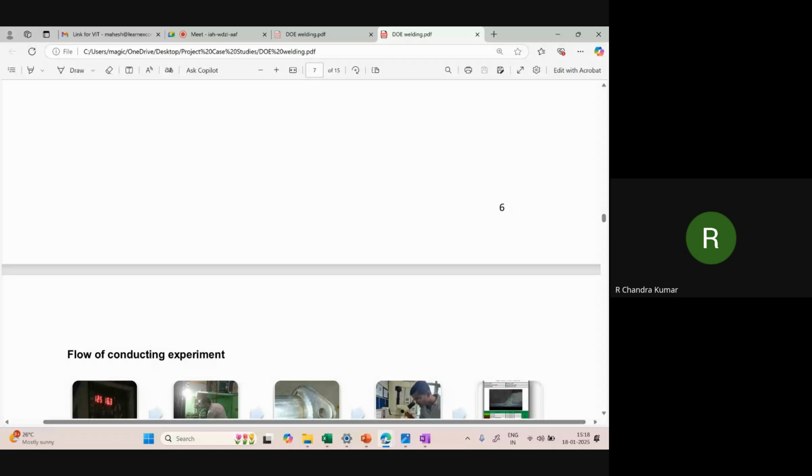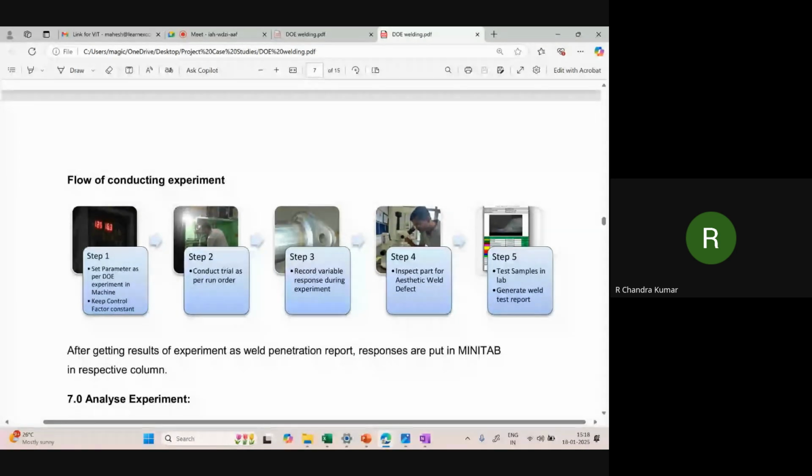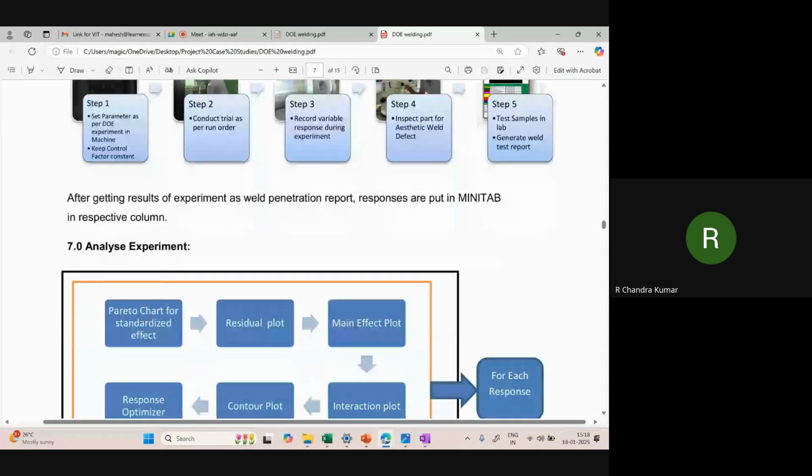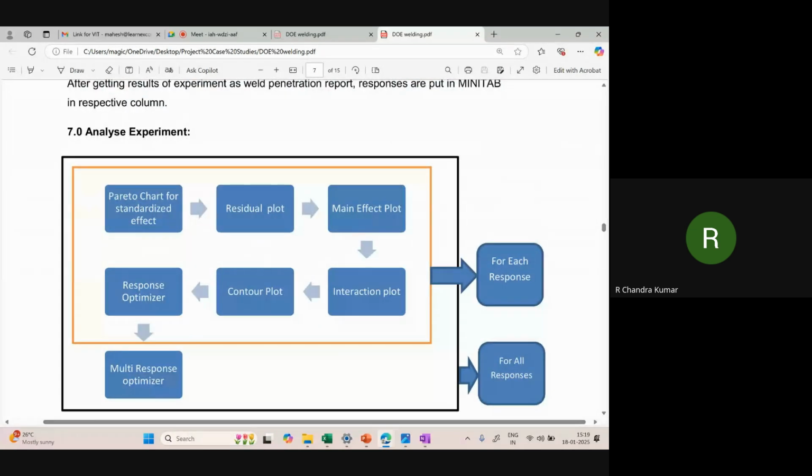Now you look at the flow of conducting the experiment. First, they set the parameters like voltage, current, drive speed, and gas flow. These 4 parameters they set for experiment number 1. They make parts. Then after making the parts, they record the variable responses, all the measurable variable responses. The inspector also checks the aesthetic part or weld part. Then they send it to the test lab. Then they also do the destructive testing and generate all the reports. So for each and every experiment, parts are made, and then all the data is collected. That's what has been done. So experiment 1, experiment 2, experiment 3. After collecting this data, the analysis of this data is done using Minitab. Of course, I'm sure in the previous session you might have seen design of experiments discussed.